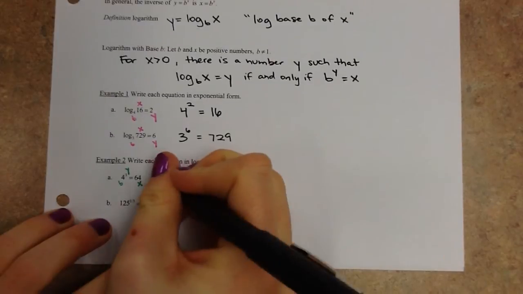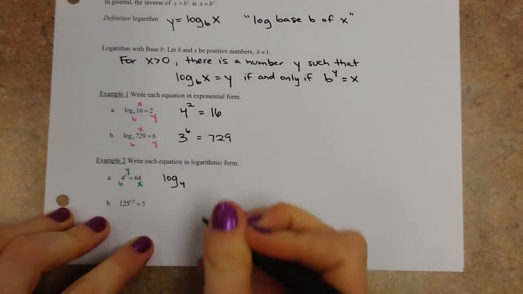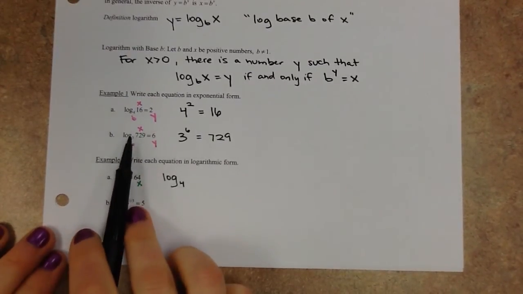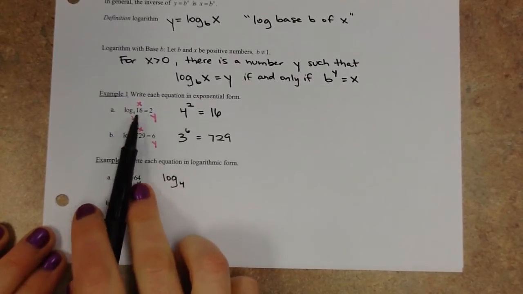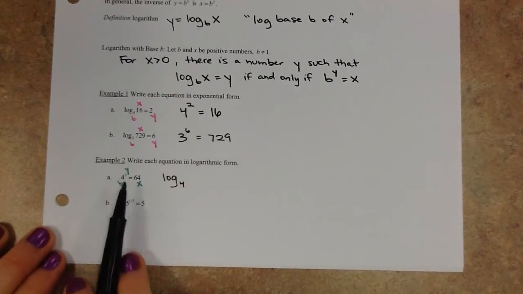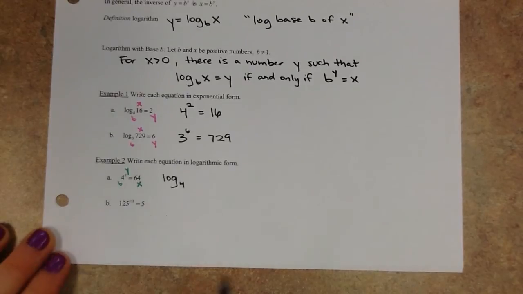We always start with the word log, and then the base comes next, the 4. And the other two just trade places. So if you look here, the base is always the very first number that you're writing, and then the other two will just swap. So here you still write the 4 first, but then you write the 2 and then the 16. And down here, you always write the 4 first, but then you write the 64, and last is the 3.